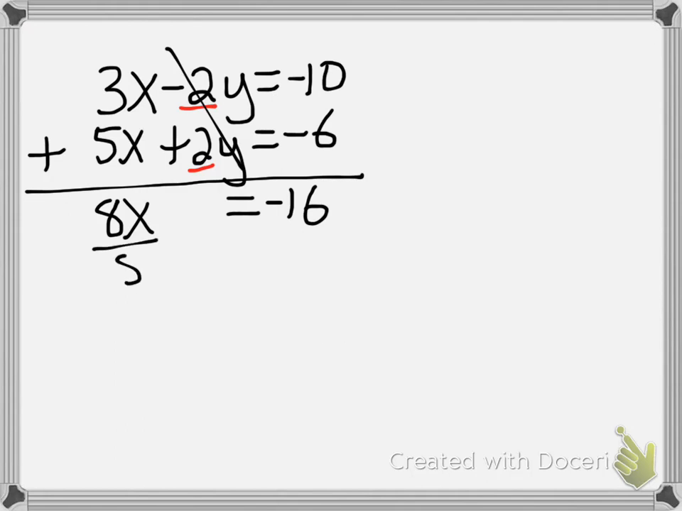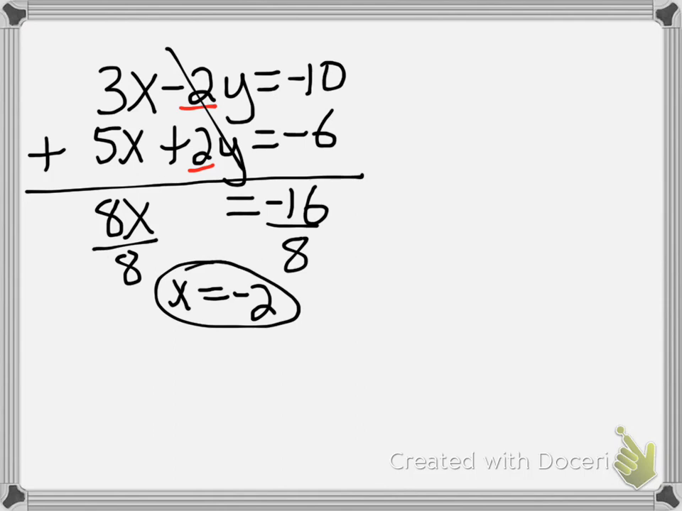All I'd have to do is divide by 8 to both sides. And so in this case I get x is equal to negative 2. So there's my x value of my system. Now I just have to find the y value.